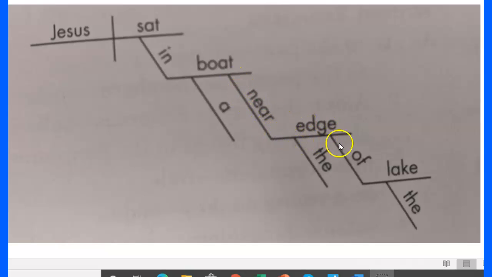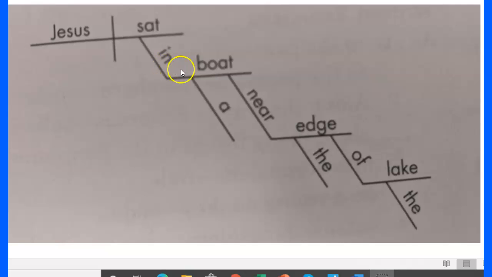And actually, near the edge is modifying boat. It's telling us where the boat is. It's giving us more information about the boat. And then the same thing with edge of the lake. It sounds like where, but it's modifying this noun. So it's an adjective prepositional, just telling us more about the edge. Very confusing, I know. You could justify calling these adverbial and just putting them all together in one big sentence. But this is the smoothie where everything gets mixed up.